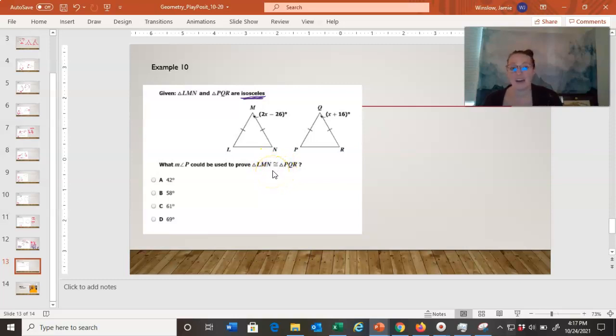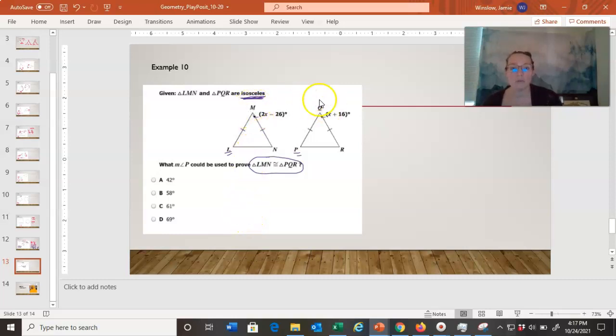So it's a similar style question as the one before. We have this statement, and we're trying to find the measure of angle P. Here's P. What does P match up with? P matches up with L. So we don't know anything about P and L yet. So we've got to work with what we do know.